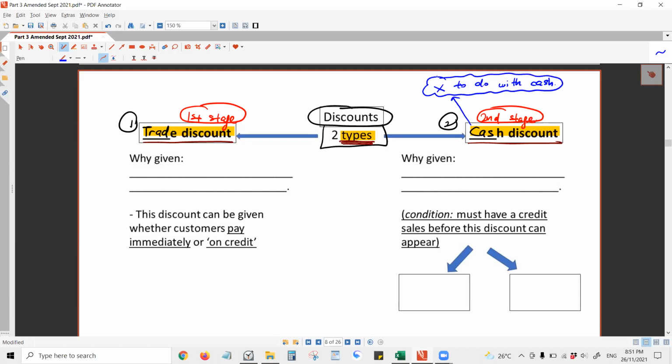When you see my note with the cross, it means never, no, don't. So cash discount has nothing to do with cash at all. Never try to think of cash discount having to do with cash. Now let's write down the reasons why these discounts are given.